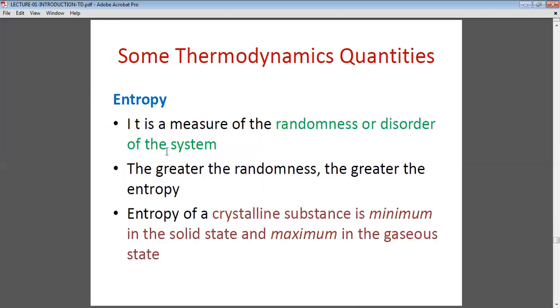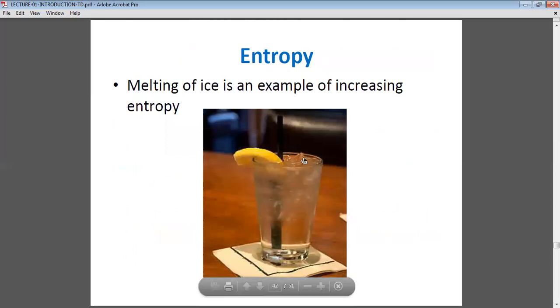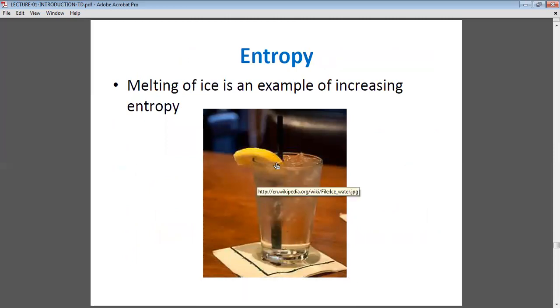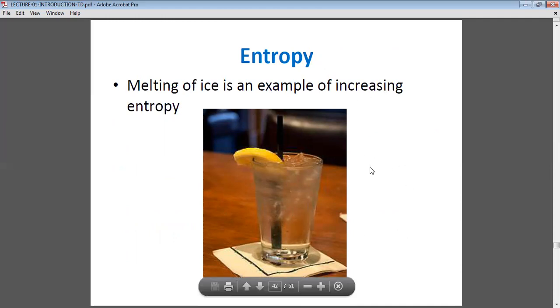And next, coming to entropy. Entropy is the measure of randomness or disorderliness of the system. If there is greater randomness or greater disorder in the system, then we say the entropy is very high. For example, the entropy of a crystalline substance is minimum in the solid state and maximum in the gaseous state. If we take the melting of ice, there will be large disorder, so melting of ice is an example of increasing entropy.